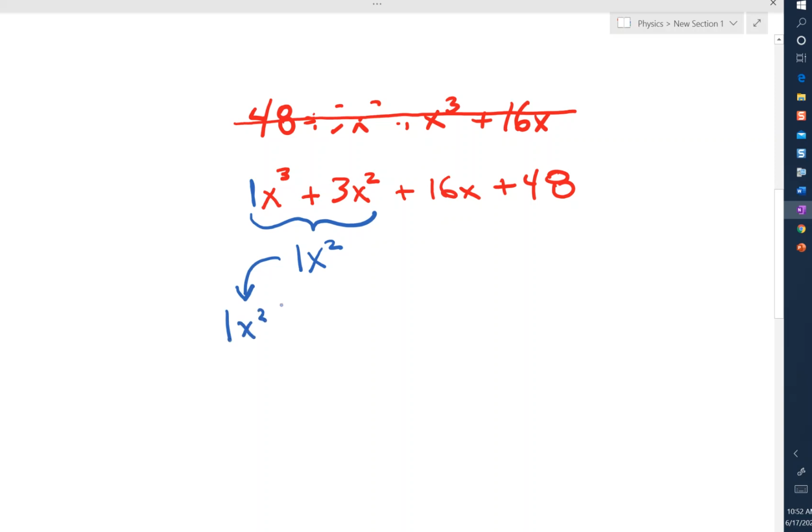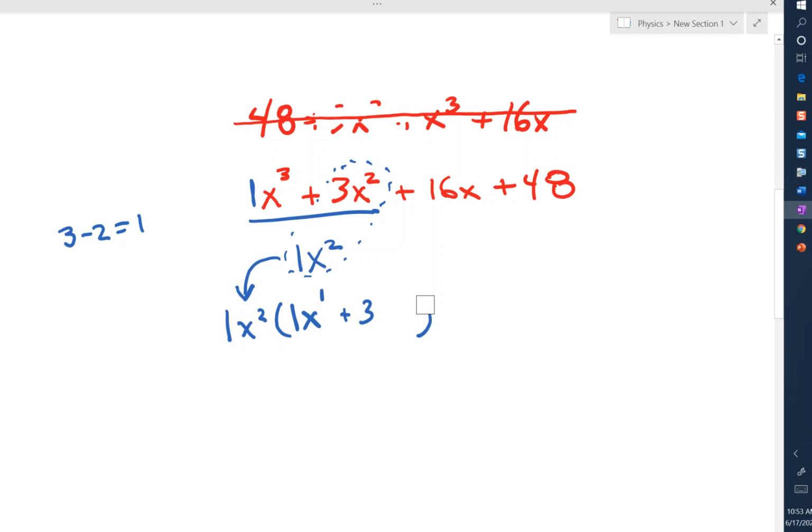1x squared, and I'll do my division, right? So this is really a division bar right here. So 1 divided by 1 is 1. X cubed divided by x squared, if I look at my exponents, 3 minus 2 equals 1. So this is going to be x to the 1. And then this second term right here, I'm looking at this to do division. 3 divided by 1 is 3. It's a positive 3. And then x squared over x squared, those will cancel each other out, so there's no x there.